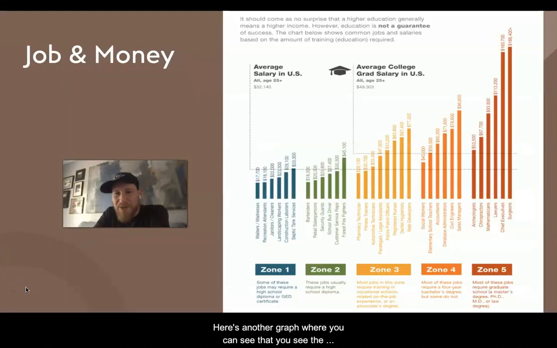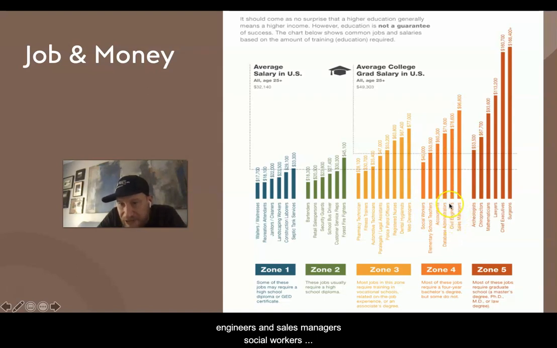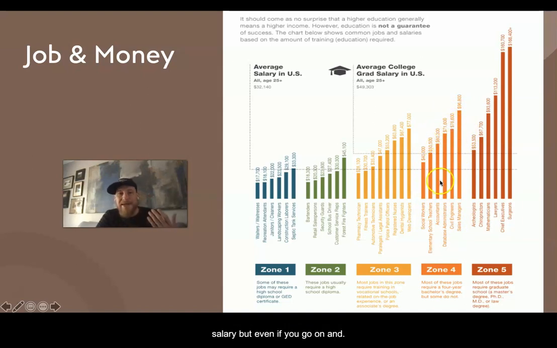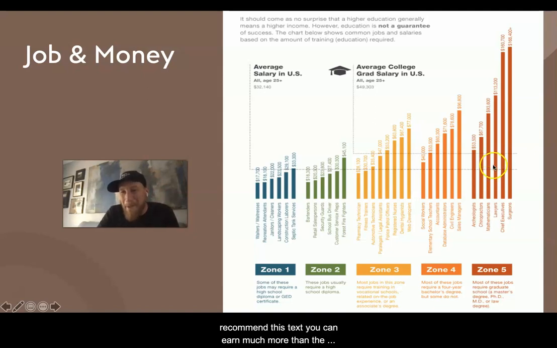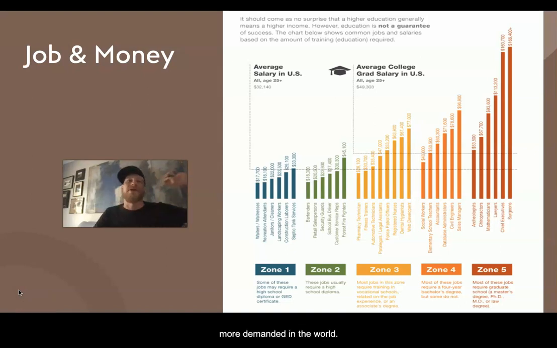Here's another graph where you can see the average salary in the United States is pretty low compared to those that earn higher degrees. This is your average bachelor degree jobs right here: civil engineers, sales managers, social workers. Those kinds of degrees can earn you above the average salary. But even if you go on and get a further degree, like a master's degree or a Ph.D., you can earn much more than the average salary in America, because those people are wanted. You guys already know that; that's why you're in this class to begin with. So this has to do with complementary factors of production. You gaining education complements you wanting to be more demanded in the workforce.